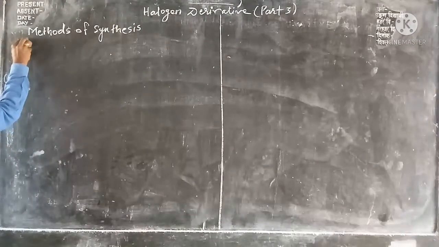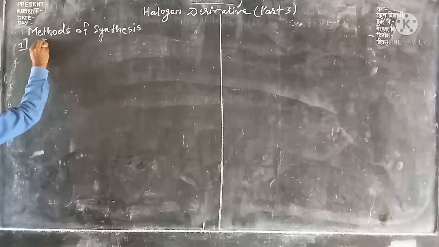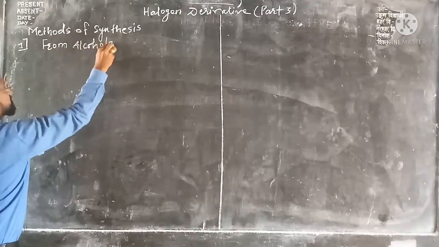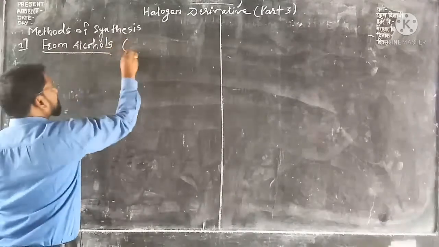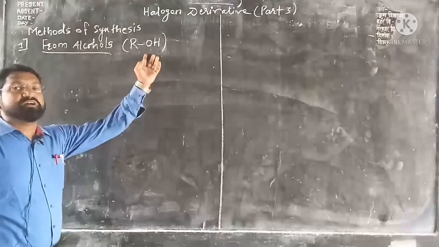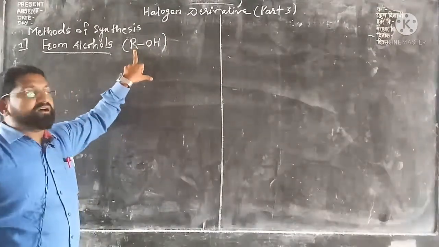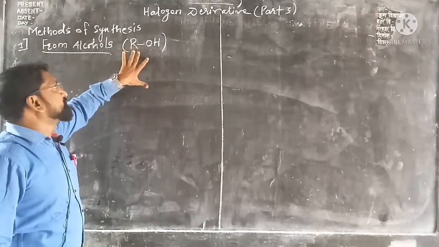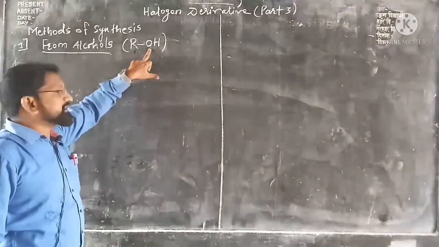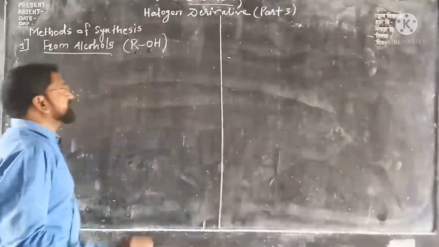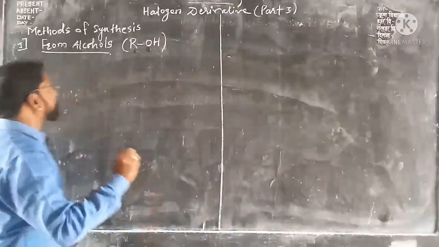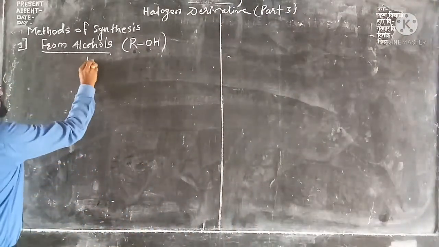Number one, what is that? From alcohols. Everybody knows what is meant by alcohols. The general structure of an alcohol is like this: ROH. This OH is the functional group and this R is the alkyl group. When an alkyl group is directly attached to the hydroxyl group, or this oxygen atom, it is called an alcohol.